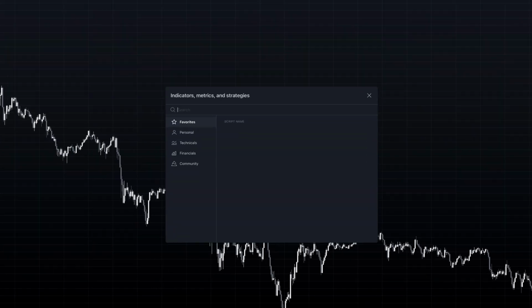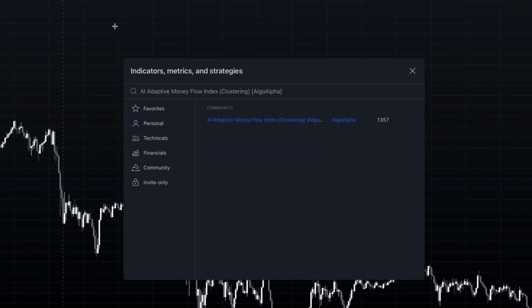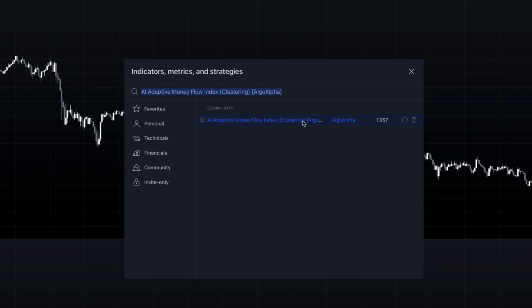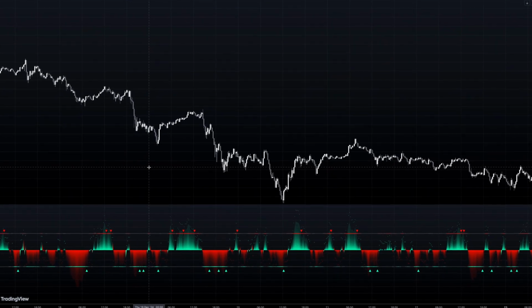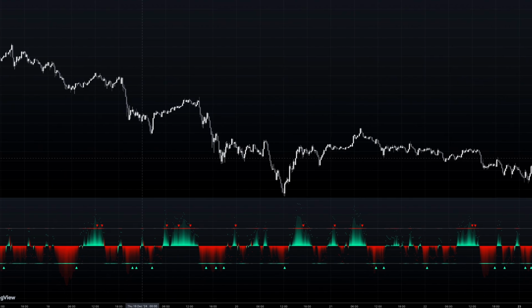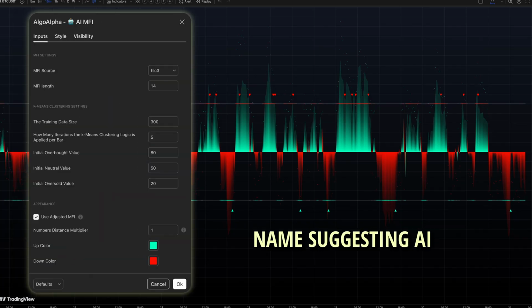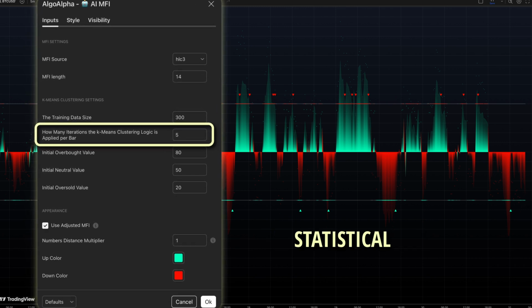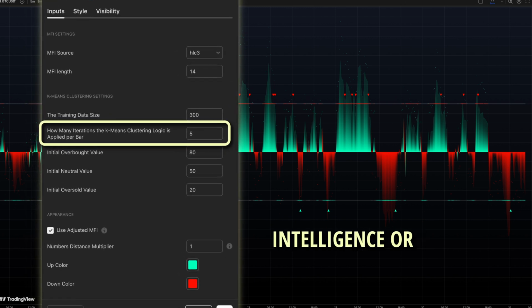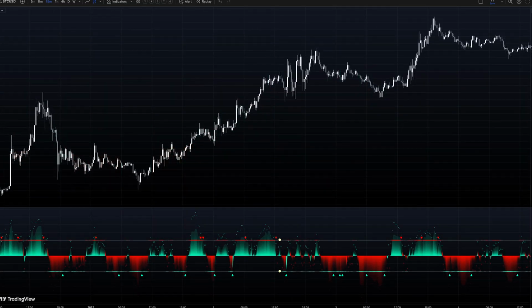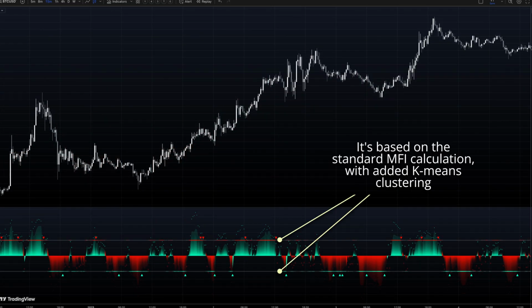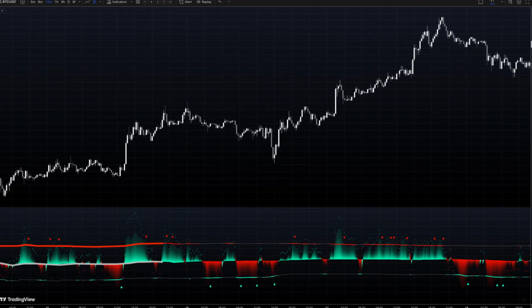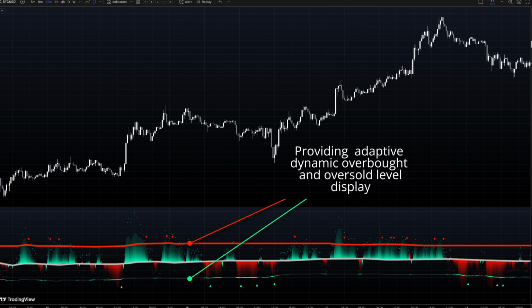The Adaptive Money Flow Index, MFI, with K-means clustering, combines traditional MFI calculations with statistical clustering techniques to create a dynamic market analysis tool. Despite its marketed name suggesting AI capabilities, it actually uses K-means clustering, a basic statistical algorithm, rather than artificial intelligence or machine learning techniques. The indicator processes price and volume data through standard MFI calculations, then uses K-means clustering to dynamically adjust the traditional overbought, neutral, and oversold levels that are typically fixed in a standard MFI.